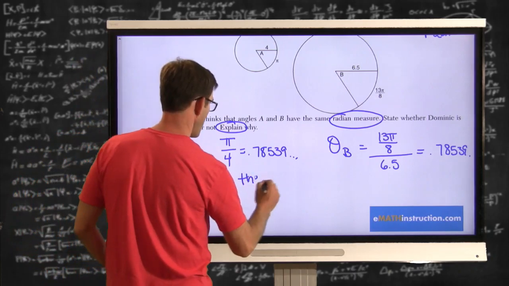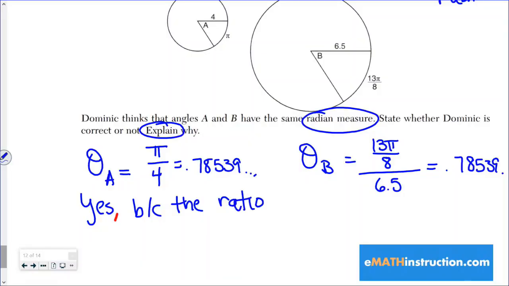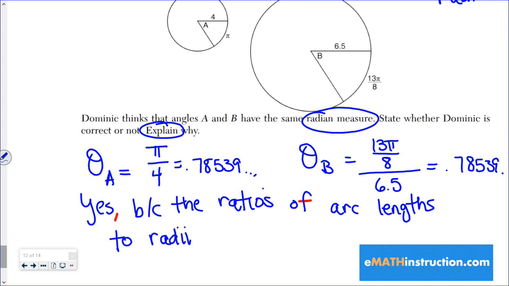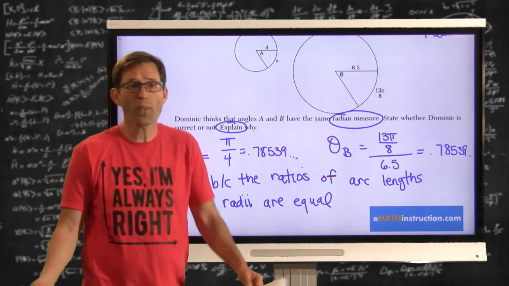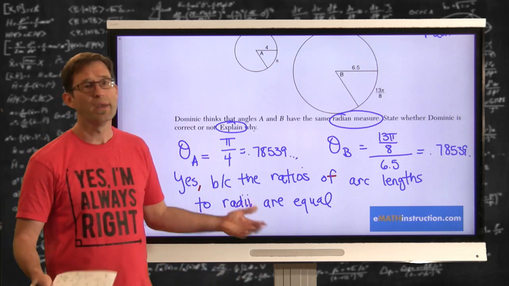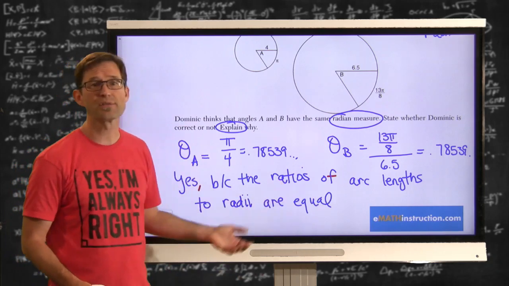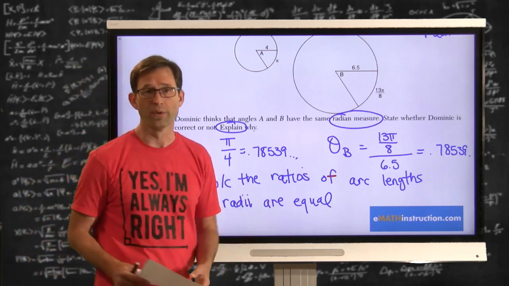because the ratios of arc length to radii are equal. That's just the definition of radian measure. Are the two radian angles equal? Yes, because the ratios of the arc lengths to the radii are equal to each other.